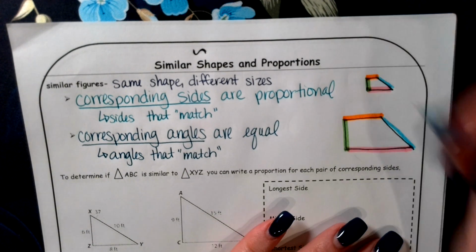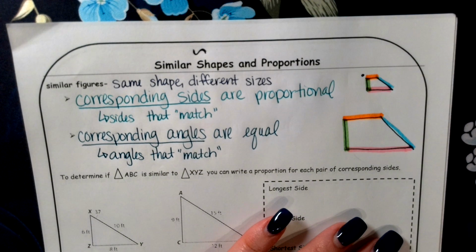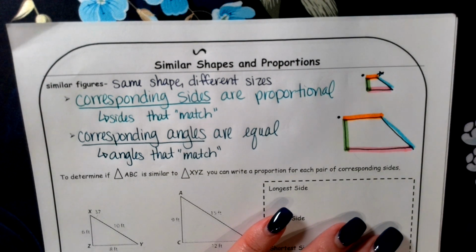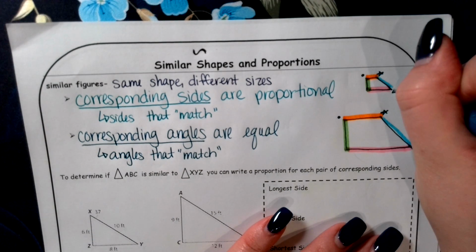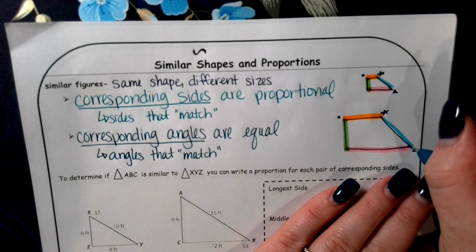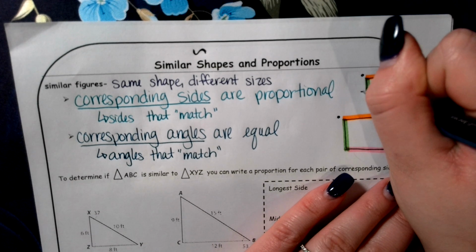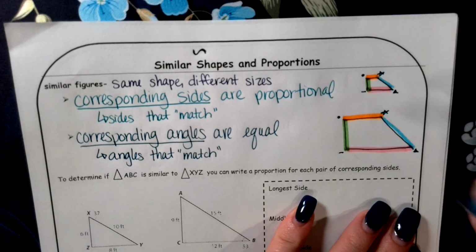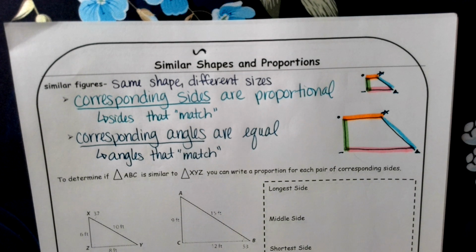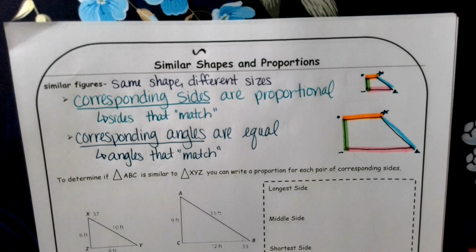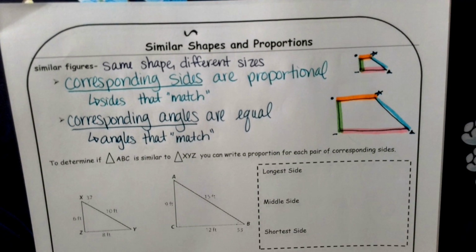So for example, this angle at that dot is going to match the angle at that dot. The angle at this little star is going to match the angle at that little star. The angle at this little triangle is going to match the angle at that little triangle. And the angle at this little horizontal line is going to match the angle at that little horizontal line. They match. They're in the same place on similar figures. That was a quick review.